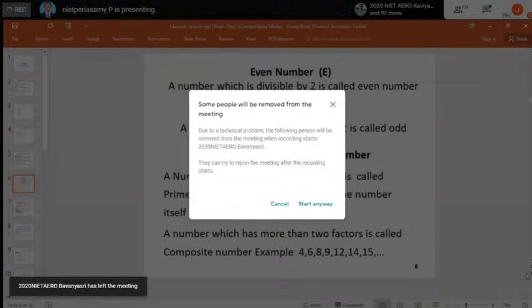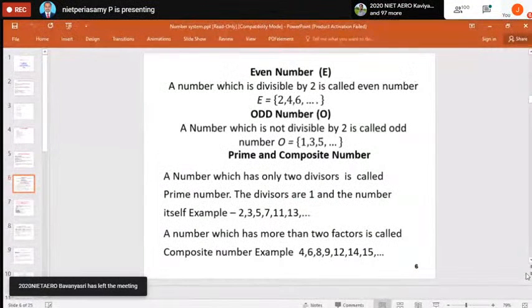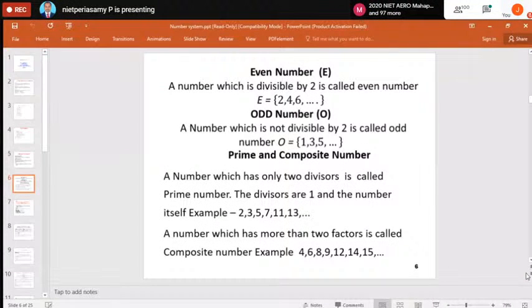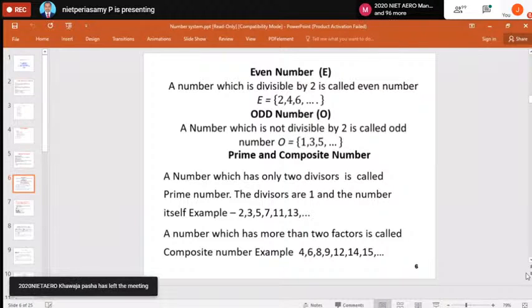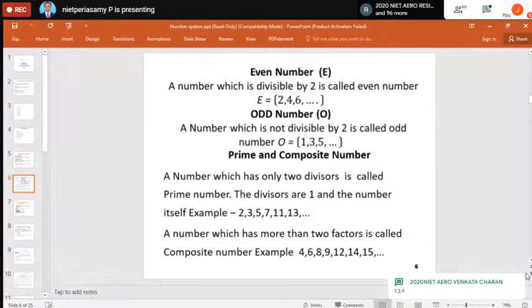You take one more example. You take another number, 9. What are the divisors of 9? Any student, please reply. 1, 3, 9. So this number 9 has how many divisors? 3 divisors. 1, 3, 9 are the divisors of 9.